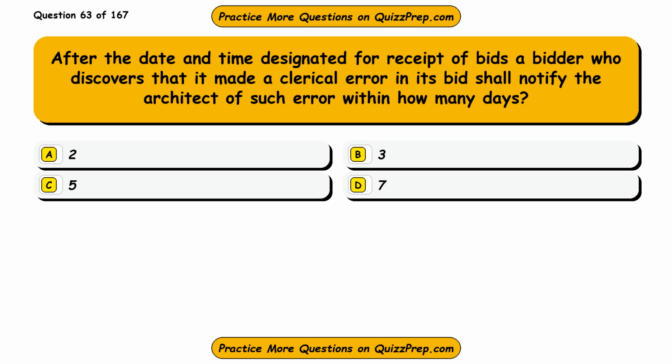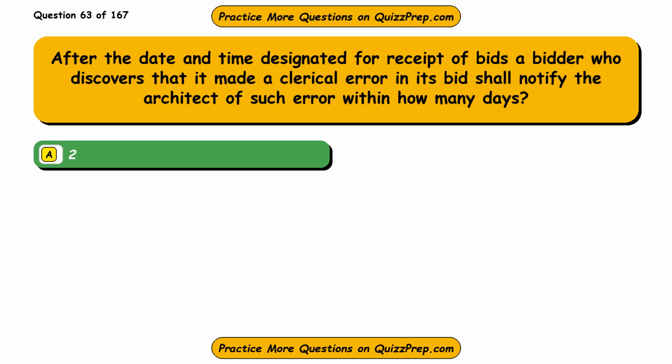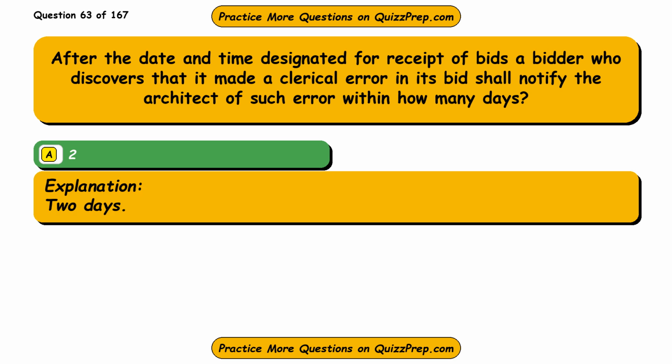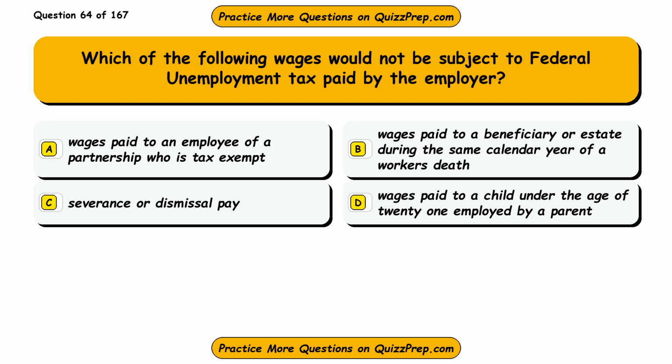Question 63. After the date and time designated for receipt of bids, a bidder who discovers that it made a clerical error in its bid shall notify the architect of such error within how many days? Option A 2, option B 3, option C 5, option D 7. The correct answer is option A, 2 days.